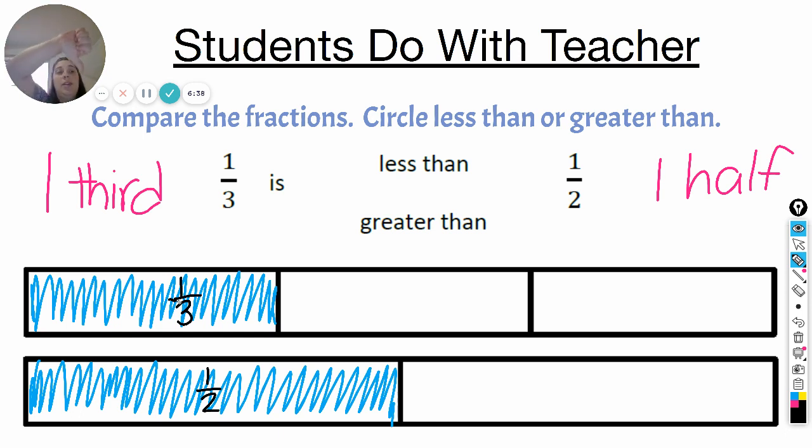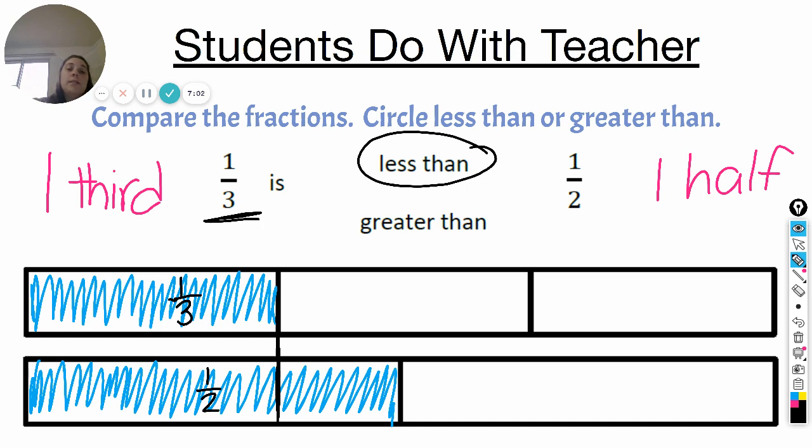So we should have been doing a thumbs down. The 1/3 piece is less than or smaller than the 1/2. So we would circle less than. Because you can see that the 1/3 piece only comes to about here on the 1/2 piece. So the 1/2 piece is bigger. Okay, so we know that the 1/3, because we're starting with 1/3, is less than or smaller than 1/2. Okay, so you have to go in order.